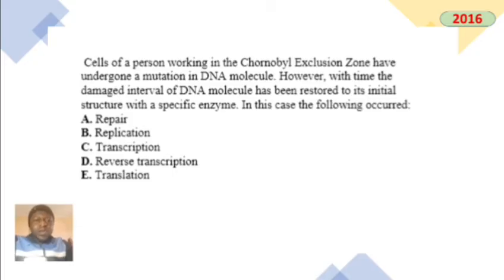Cells of a person working in the Chernobyl exclusion zone have undergone a mutation in the DNA. However, with time, the damaged interval of the DNA molecule has been restored to its initial structure with a specific enzyme. In this case, the following occurred. Right, so the enzyme which works there, because I saw a question like this before, is actually called an endonuclease. On that question, endonuclease was the enzyme, right? And restoration is the same as a repair, right? So a repair is the answer here. A repair.